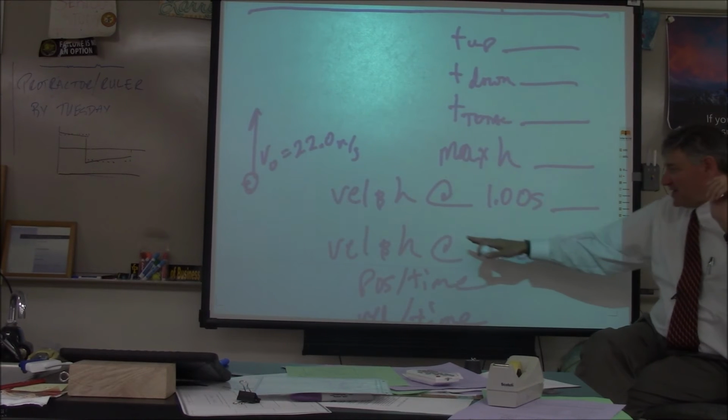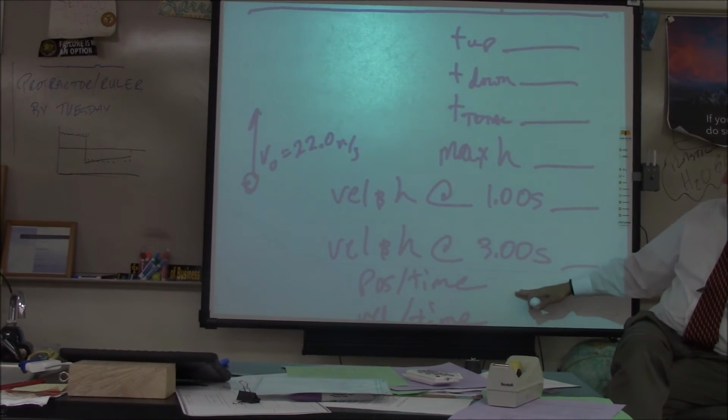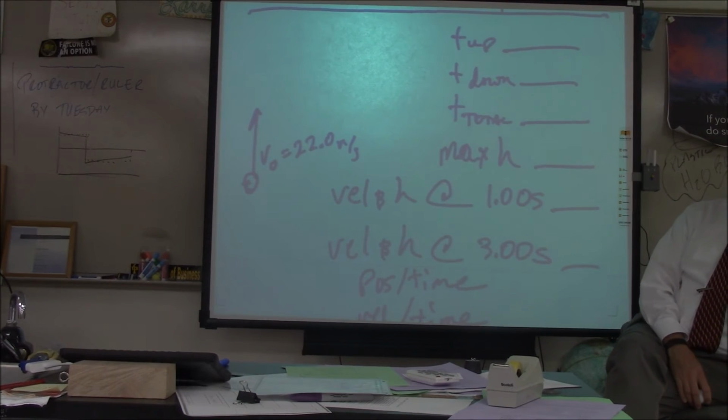And then I want to figure out how fast and how high it is at 3 seconds. I want to draw a position time graph. I want to draw a velocity time graph. All of that, and I know one number, 22 meters per second.